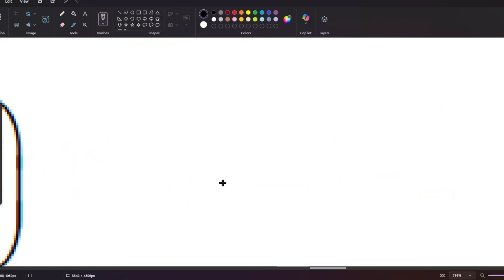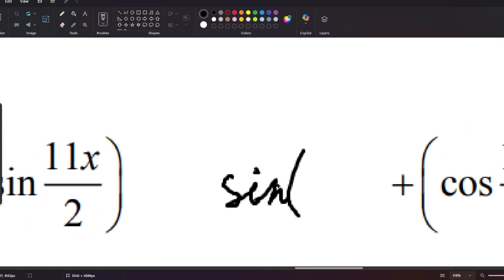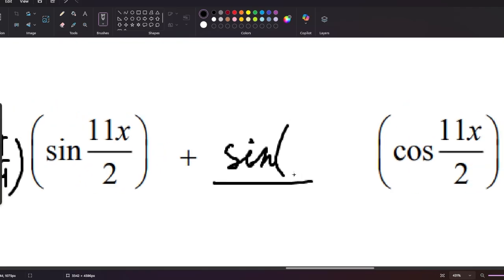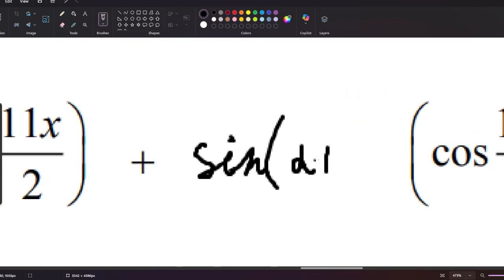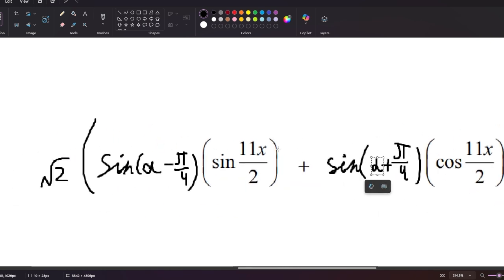And then here we'll have sine. Okay, let's move this plus sine of alpha plus pi over 4. No, our alpha is 6x in this case.